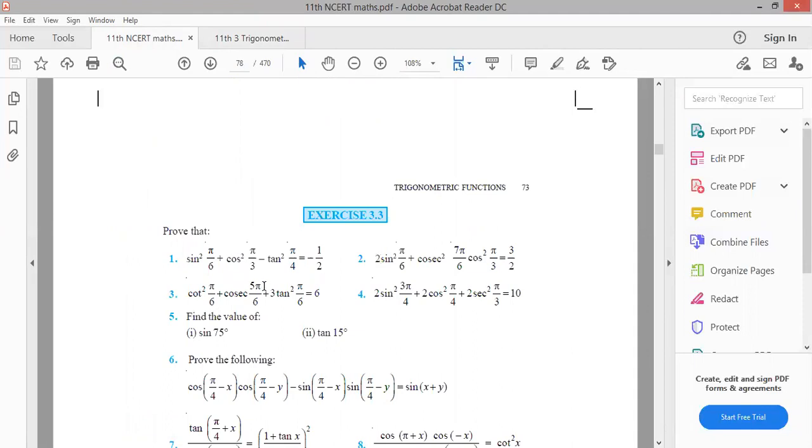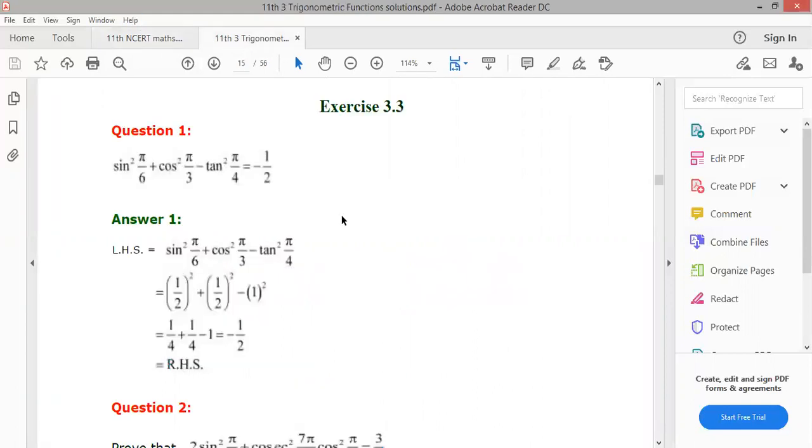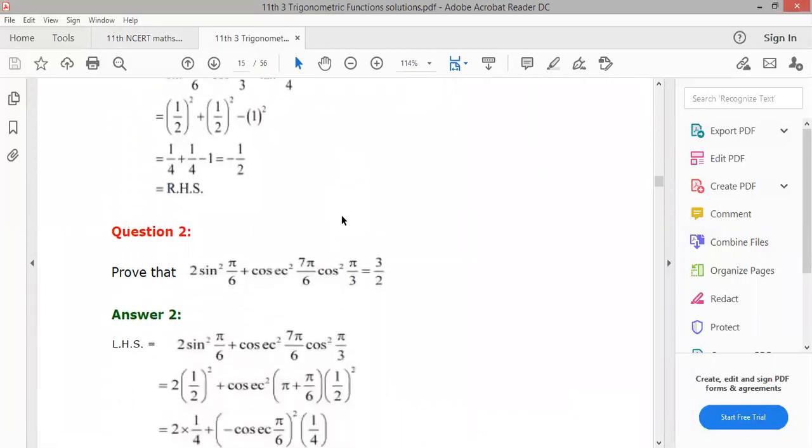Question number 2 and question number 3 and question number 4, they are almost the same, but I would like to solve one of these questions. Say I would like to solve question number 2. So question number 2 is like this: prove that sine square of pi by 6, cosec square of 7 pi by 6, and cos square pi by 3 is equal to 3 by 2. So sine of pi by 6, there is no problem in writing the value of this, but cosec square of 7 pi by 6, we have to break the angle into the known angle. So how can we? We will write it pi plus pi by 6, and this is cos of pi by 3.